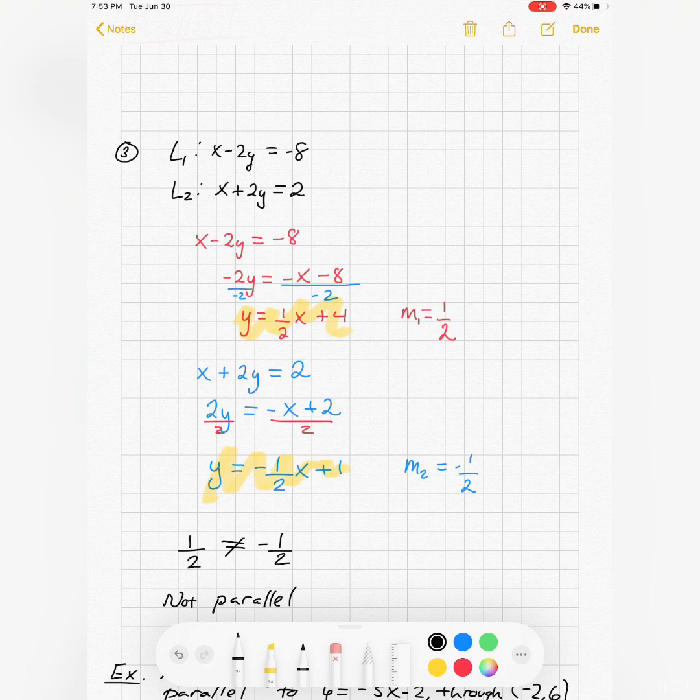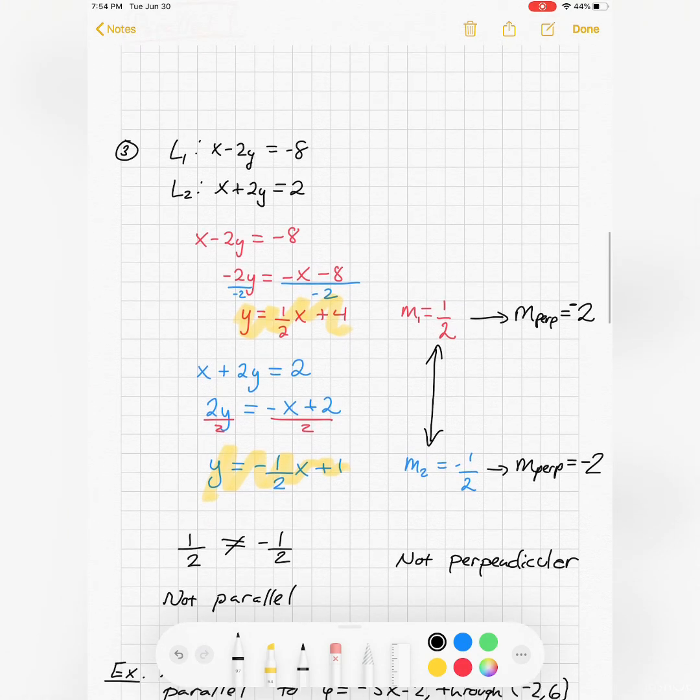So for M1, the slope of a perpendicular line would be the negative reciprocal. So it'd be -2. Flip it, make it negative. For M2 here, the slope of a perpendicular line would be -2. Okay, so these guys are not perpendicular either because they're the same fraction, right? It hasn't been flipped. So my conclusion would be these lines then are neither.